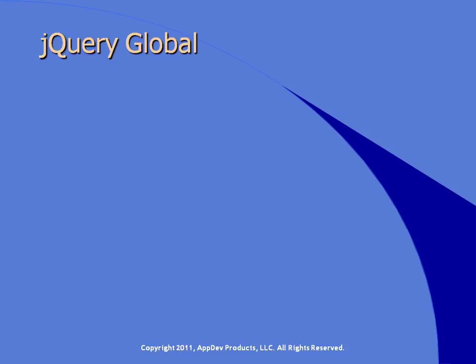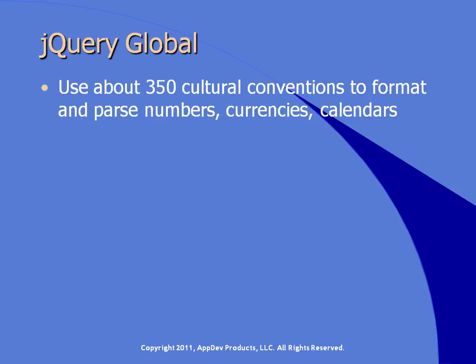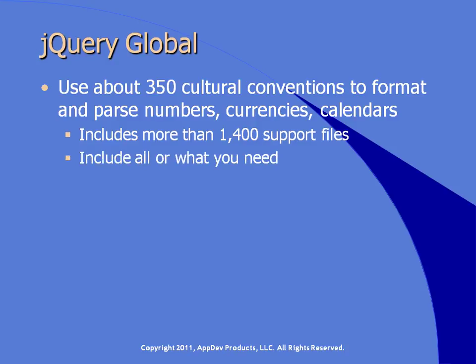The jQuery Global plugin is easily the furthest along of all of Microsoft's extensions to jQuery. Global provides a number of features that let you use any of about 350 cultural conventions to format and parse numbers, currencies, calendars, and dates and times. It comes with more than 1,400 support files that contain all of the conventions that you need. You don't have to do any kind of work in order to discover the convention used by a particular culture. You can include all of the cultures in your website, or just those cultures that you explicitly support.